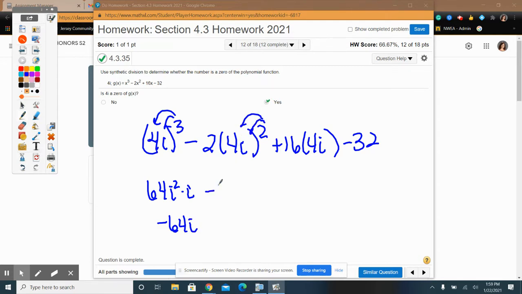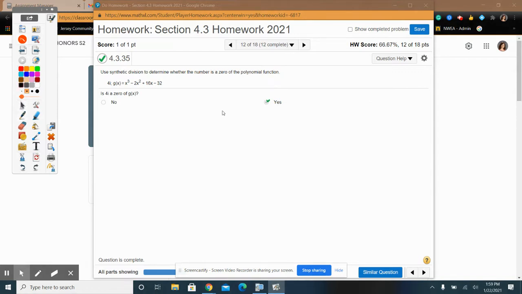Here, you would have to do the similar thing. This will be -2 times 16i squared, which would be -2 times 16 times -1, which will be +32. 16 times 4i, well, guess what 16 times 4 is? You guessed it, it's a +64i, and then you have the -32. So everything will simplify out, and it will leave you with 0. So you could plug it in, or you can do synthetic division.